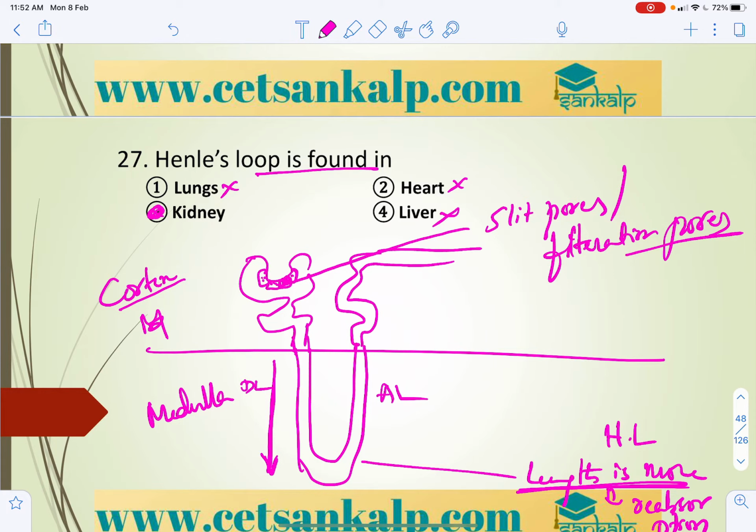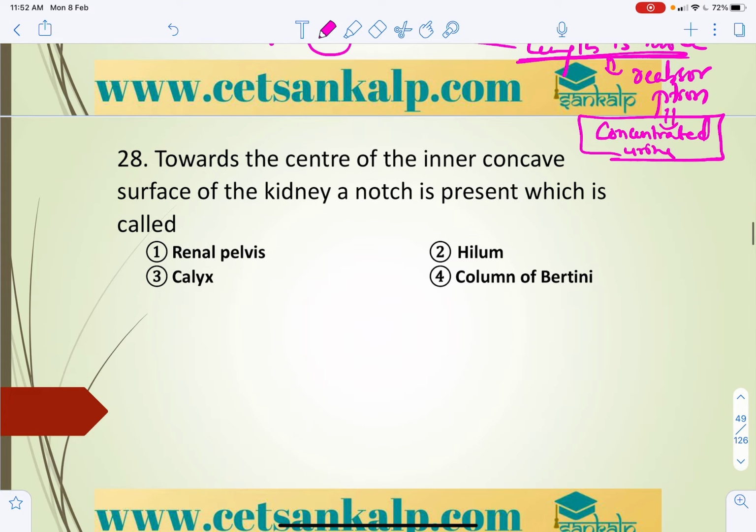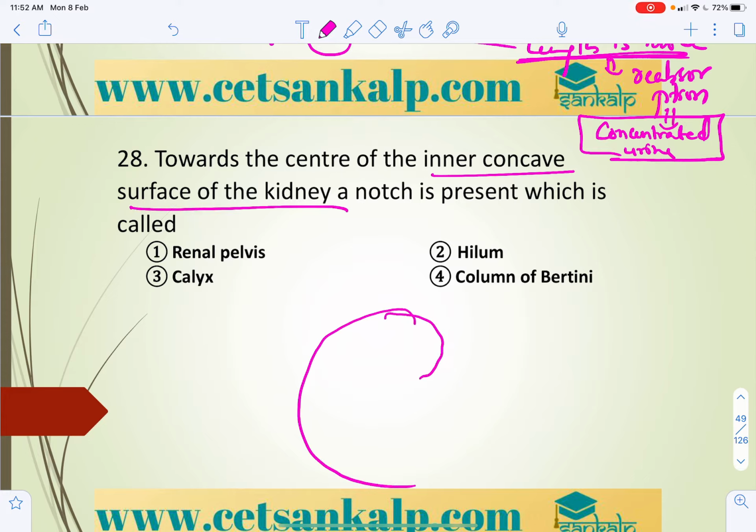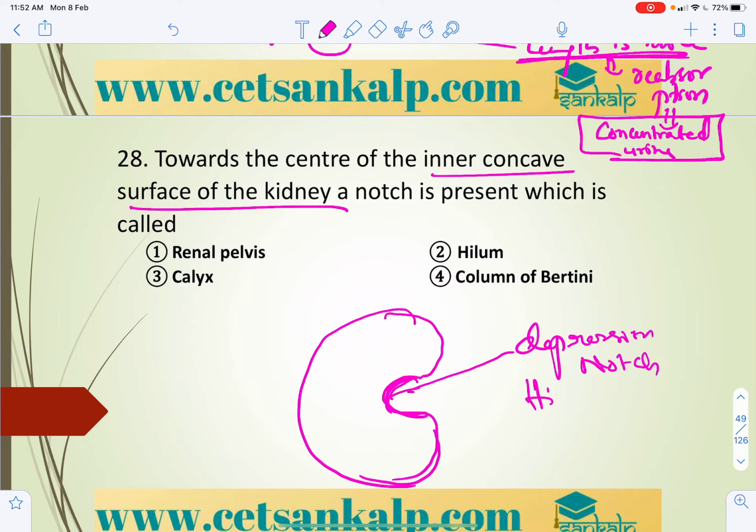Next, absent in liver. Next, 27, towards the center of the inner concave surface of the kidney. If you consider this is the kidney, towards the center, on the inner concave part of the kidney, there is a small depression, or we can say a notch, which is called the hilum. Through it some structures move into the kidney and some structures leave the kidney. So that is the hilum.